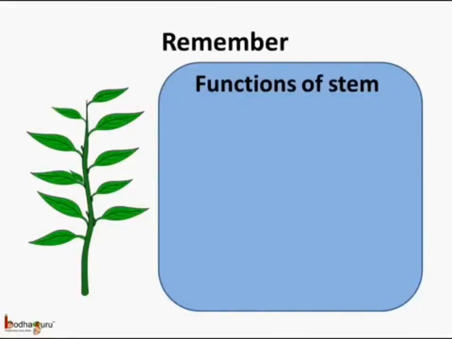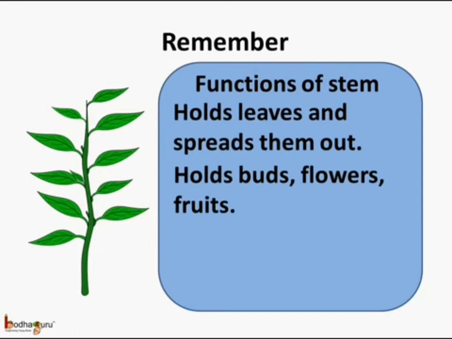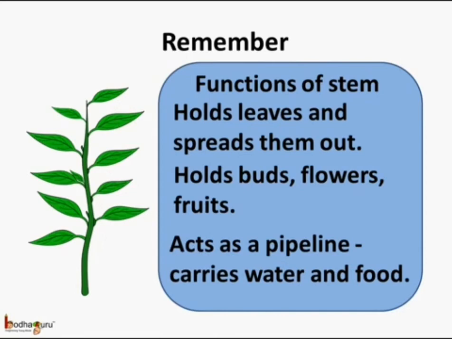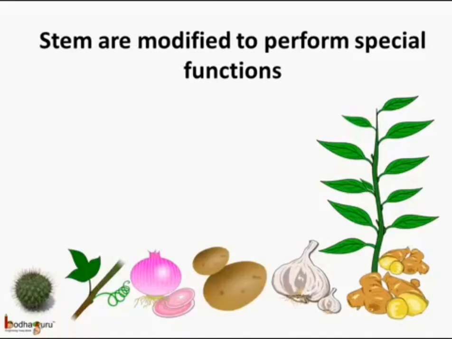So remember children, what are the functions of stem we understood today? First, it holds the leaves and spreads them out to get sunlight. Secondly, it also holds the buds, flowers, fruits, etc. The stem also acts as a pipeline and carries water and food to the other parts of the plants. And lastly, the stem also helps in the multiplication of plant through stem cuttings, but only in few cases such as rose, hibiscus, etc. You know, apart from these, the stem is modified to perform special functions.